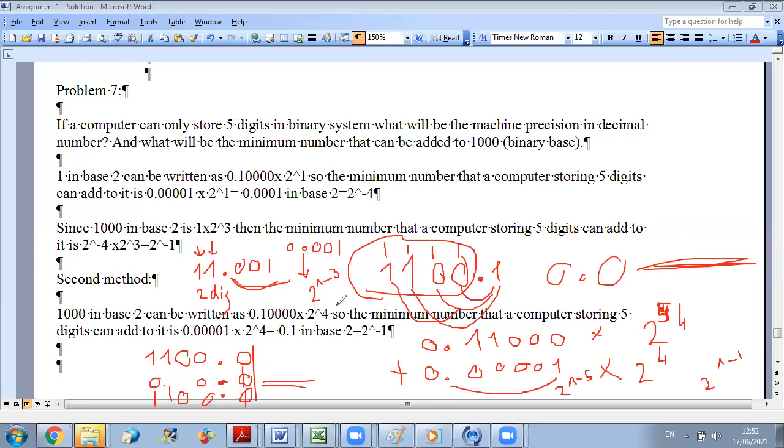Okay, you are used to working in decimal. Your 11 here is 1 plus 2, which is 3. If I ask you the question: the computer is working in binary system, what is the minimum number in decimal that can be added to the decimal number 3? You convert 3 to binary, which is 11, and find the minimum number in binary that can be added to 3. Then you convert it back to decimal, because I asked for the result in decimal, and you get 2 to the power minus 3. So the minimum number that can be added to 3 is 2 to the power minus 3, which is 1 over 8.